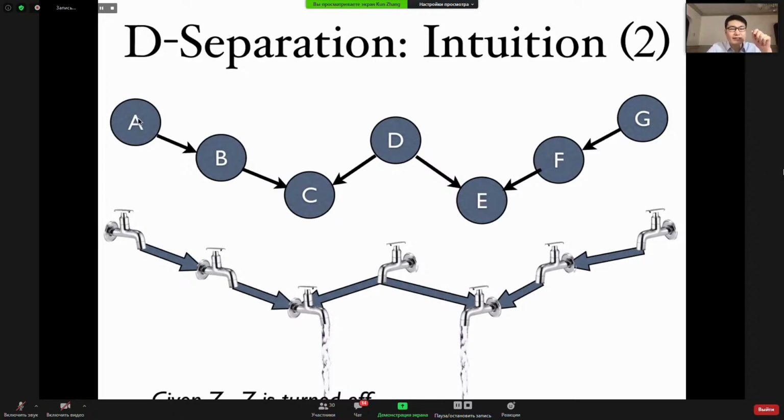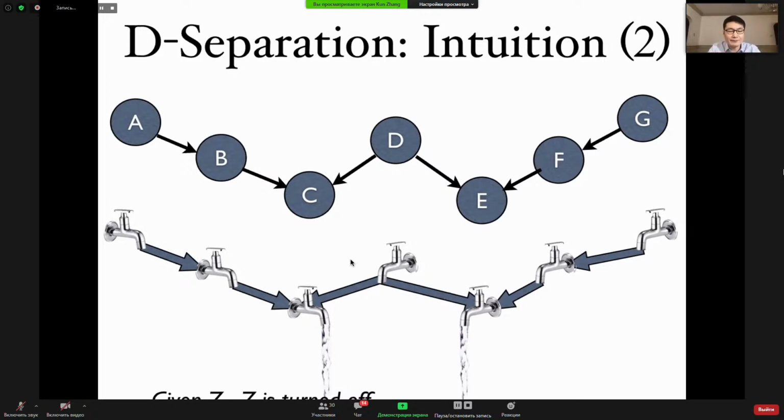We can see clearly A and C will be d-separated by B. Why? Because if you turn off B, the connection between A and C will disappear. In other words, they are separated by B. This is d-separation. And also you can see, oh, A and C will be conditionally independent because there is no information flow from A to C or from C to A. And they do not share any common information, right?